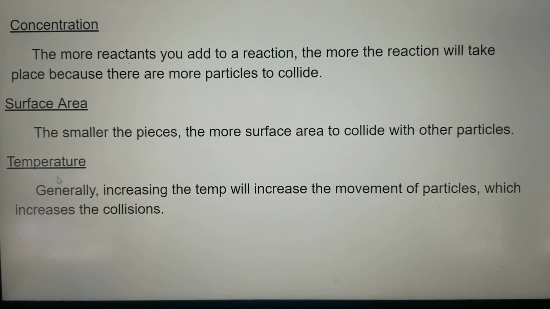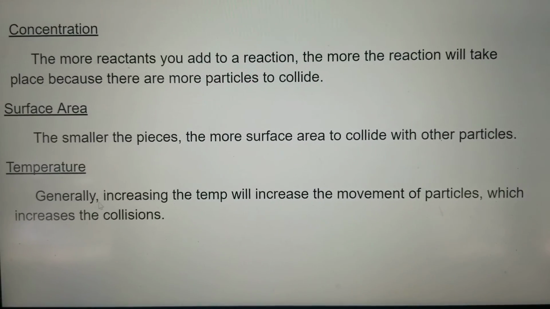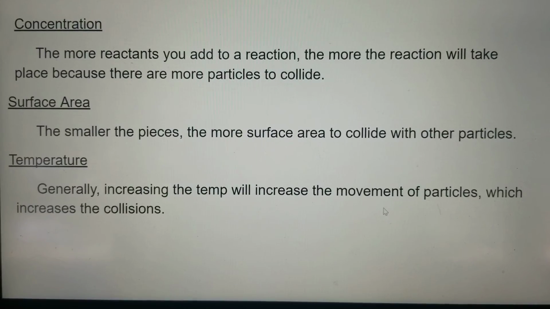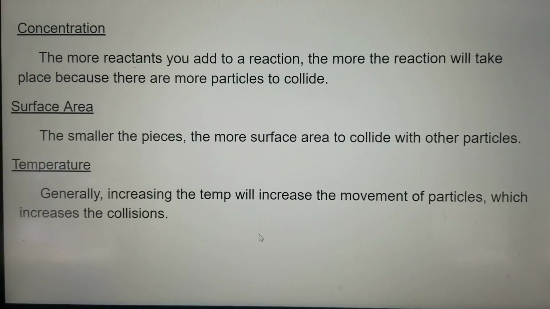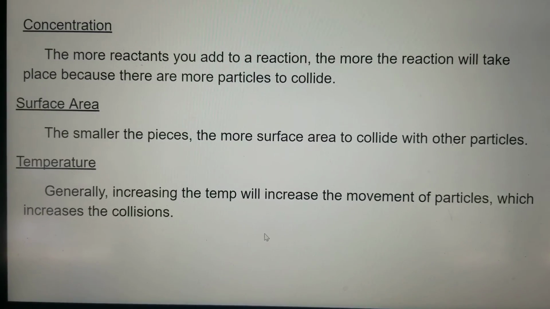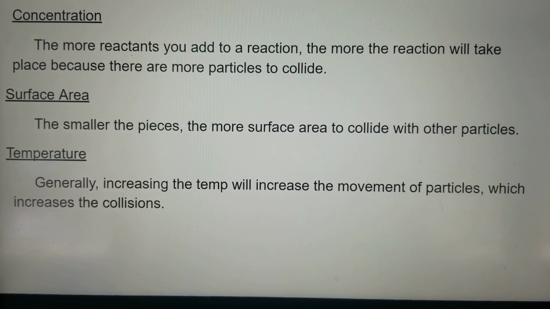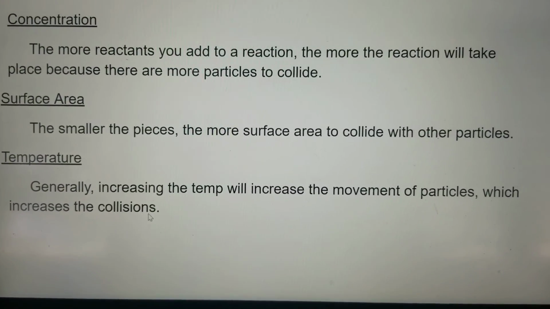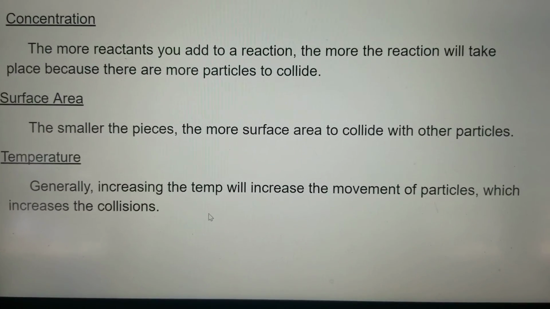The fourth factor is temperature. Generally, we know that increasing the temperature is going to increase the movement of particles. If you increase the temperature, the particles start moving faster and they get more kinetic energy. As a result, there's more movement, more collisions. Okay, so those are the first 4.